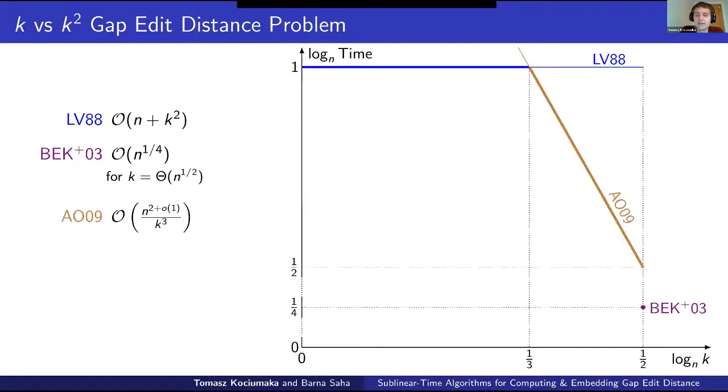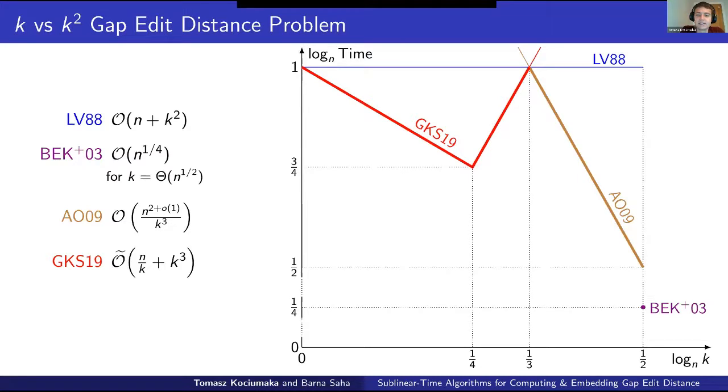Then Andoni and Onak managed to get sublinear running time for a wider range of parameters, for k between the cube root of n and the square root of n. And the running time of Goldenberg and others simplifies to n over k plus k cubed, ignoring polylogarithmic factors, and it is sublinear for k between roughly constant and roughly the cube root of n.